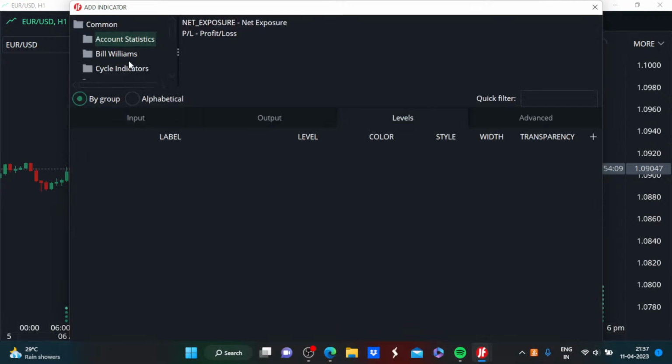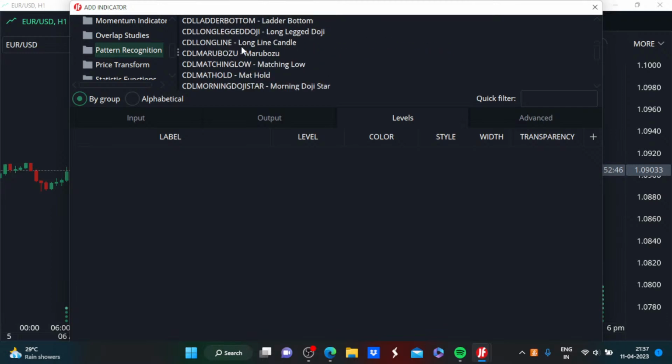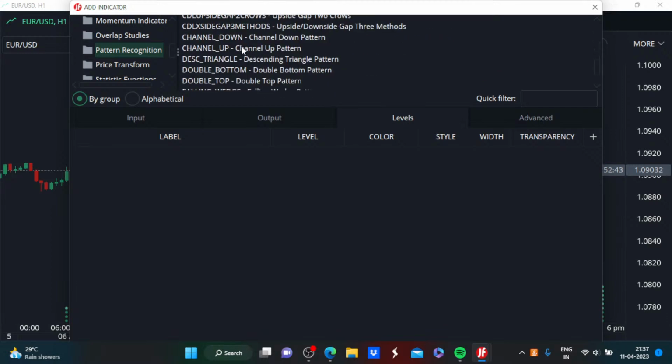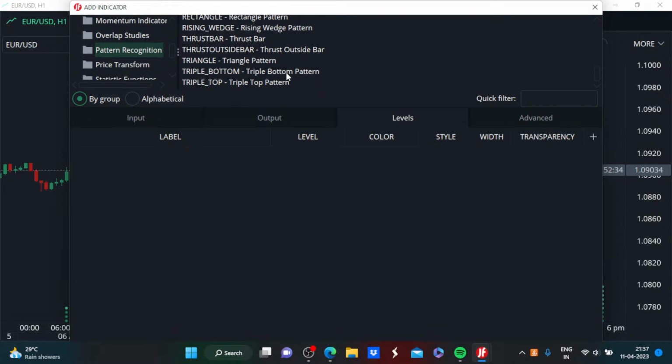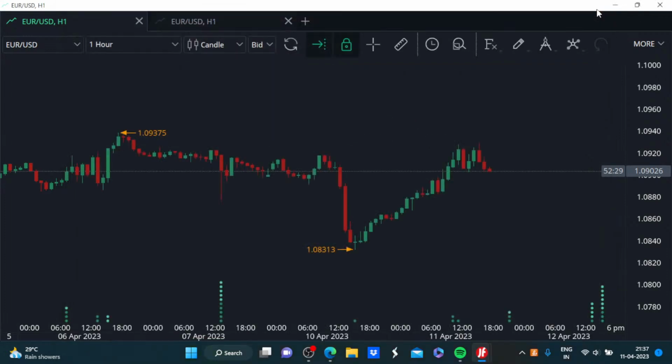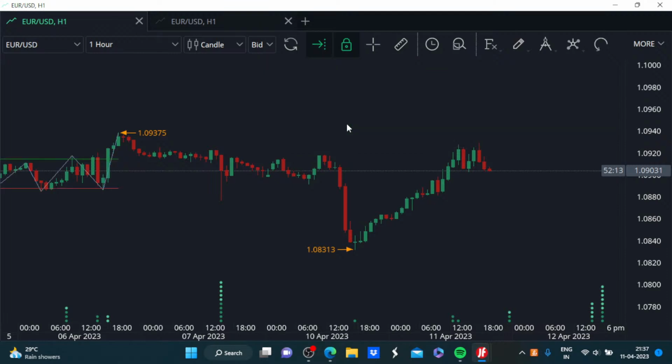Add indicator. So here, all you have to do is go to this pattern recognition, and you will find it around the lower bottom of the list. Here comes this triple bottom, which is also around the bottom of the list, triple bottom pattern. All right, now we again go back and do a quick search. As I said, type in triple, and all the indicators which have the name triple in their title. So yesterday we saw this triple top, now it's the turn of triple bottom.